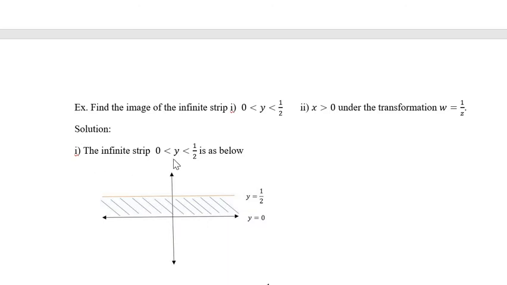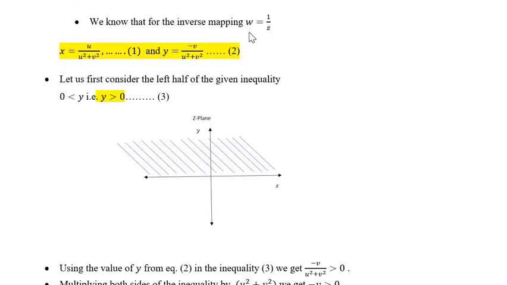We will obtain the image of this infinite strip in fragments. Firstly, we obtain the image for the strip 0 less than y. Then we proceed for the strip y less than 1 by 2, and then we combine the two results. As I said earlier, let us denote this relation by equation 1 and equation 2.